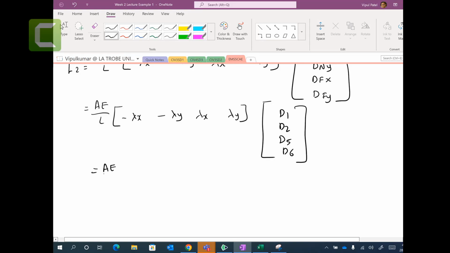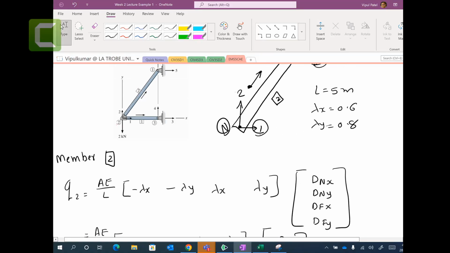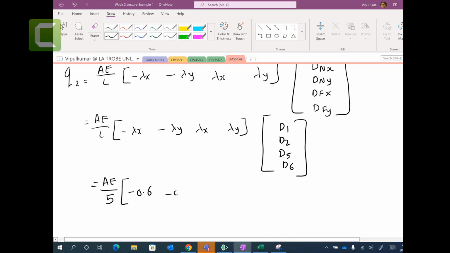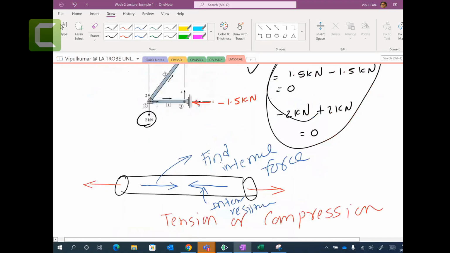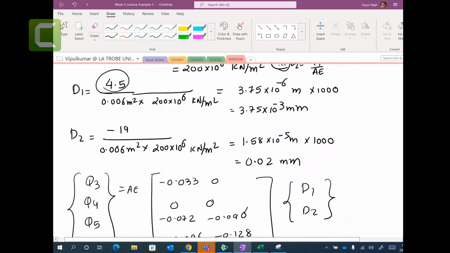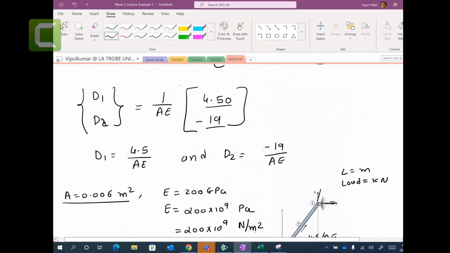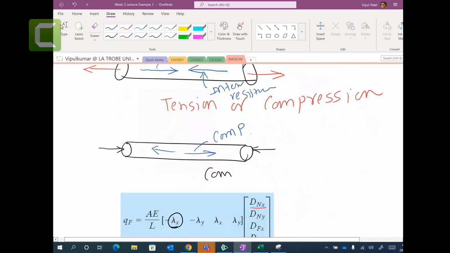So AE over length is 5, minus 0.6 lambda x, minus 0.8, 0.6, 0.8. D1, I think we calculated D1 and D2. You remember that? Here you go. D1 and D2, AE1 over AE is 4.5 and minus 19.